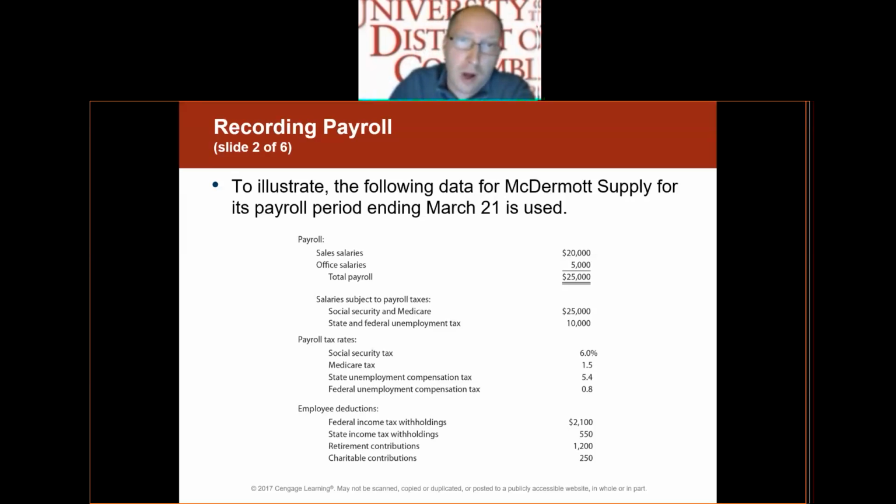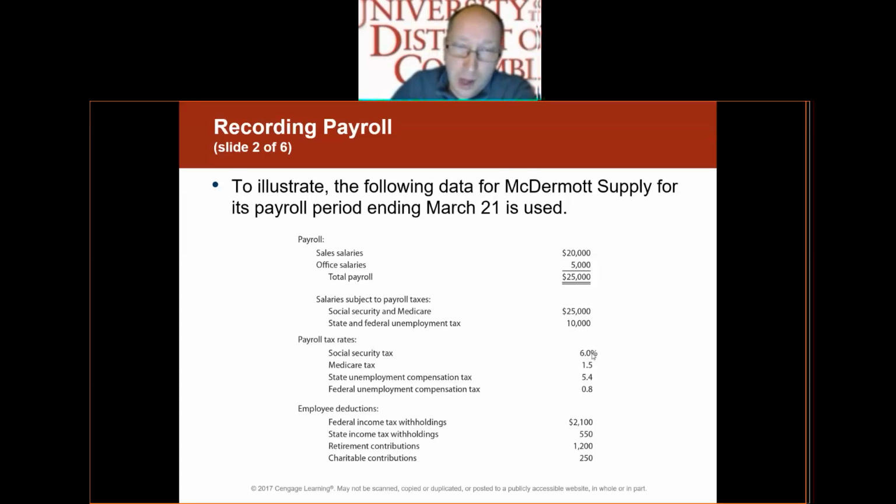Okay, so here's our company. Here's our payroll for ending March 21st, so after 2 weeks. After 2 weeks, we paid out $20,000 in salaries, $5,000 in office salaries, for a total of $25,000. Which means $25,000 is subject to Social Security and Medicare, and we have to pay $10,000 into the state and federal unemployment tax at whatever respective rates those are.